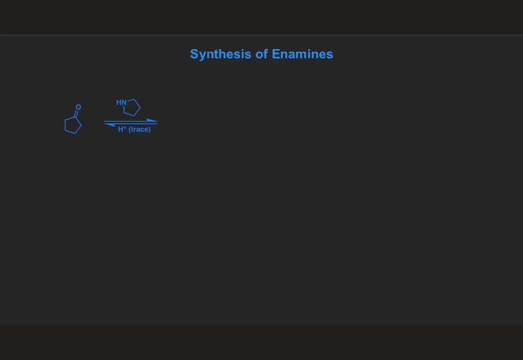If you react an aldehyde or ketone with a secondary amine, rather than an imine, you obtain an enamine. So this reaction produces an enamine in which the nitrogen replaces the oxygen, but rather than a nitrogen-oxygen double bond, we end up with a carbon-carbon double bond.